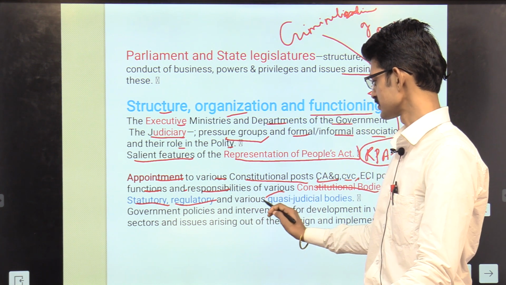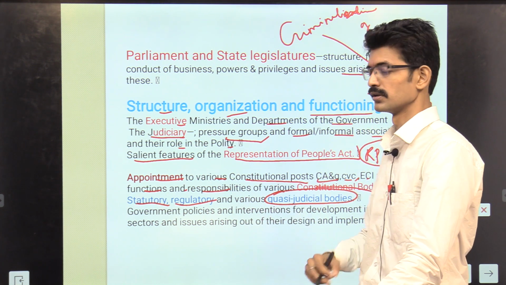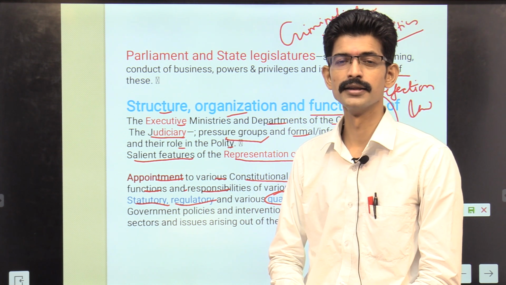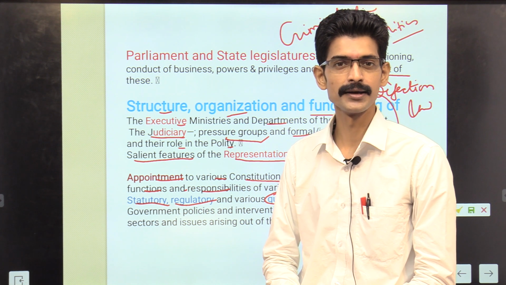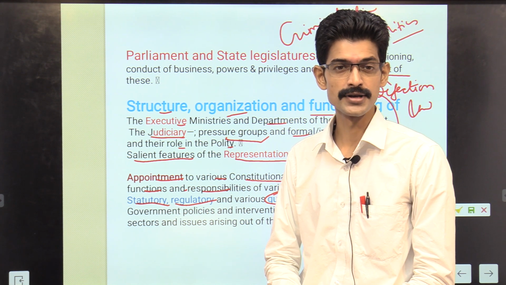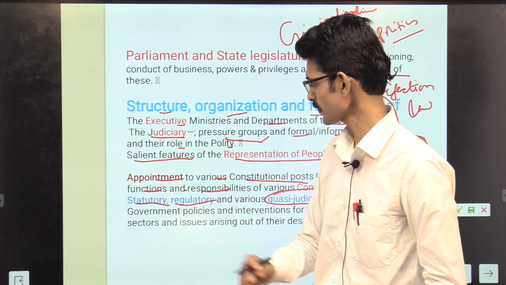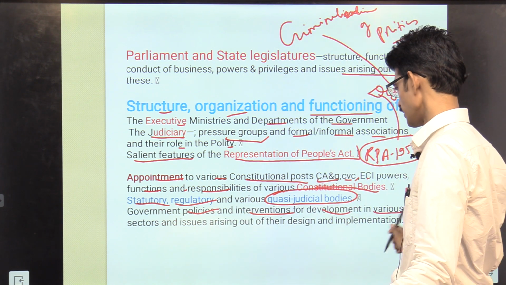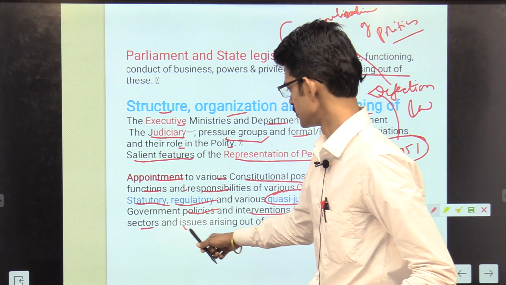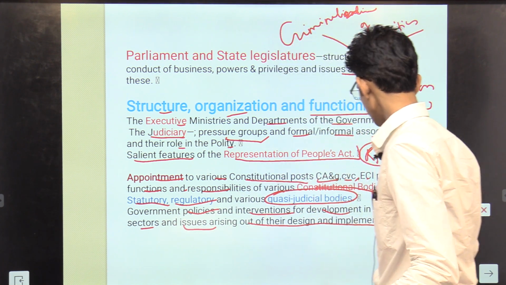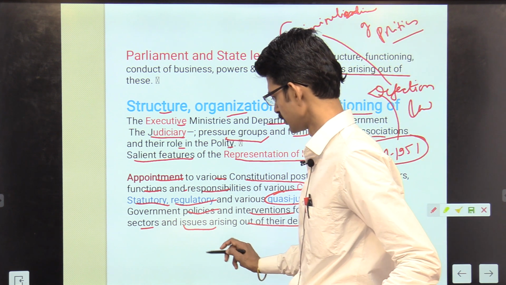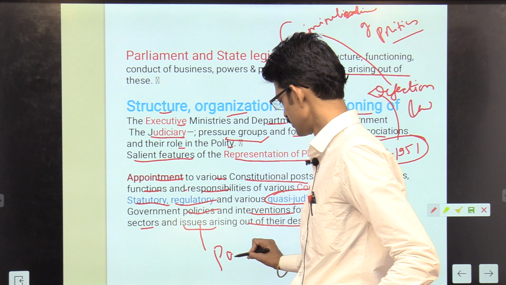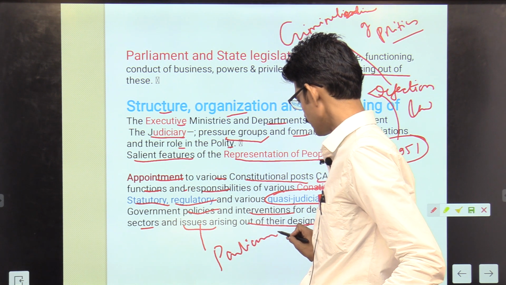Then there are quasi-judicial bodies. What are quasi-judicial bodies? They are semi-government in nature and they have certain jurisdiction also. That means they make laws, rules and regulations also. Further, there are government policies and interventions for development in various sectors, and issues arising out of their design and implementation, which again are part of parliamentary democracy.